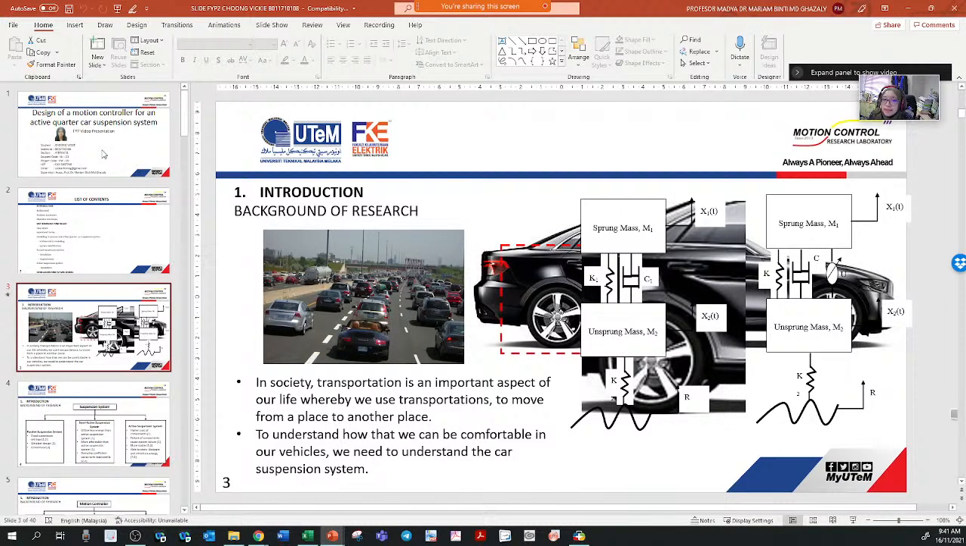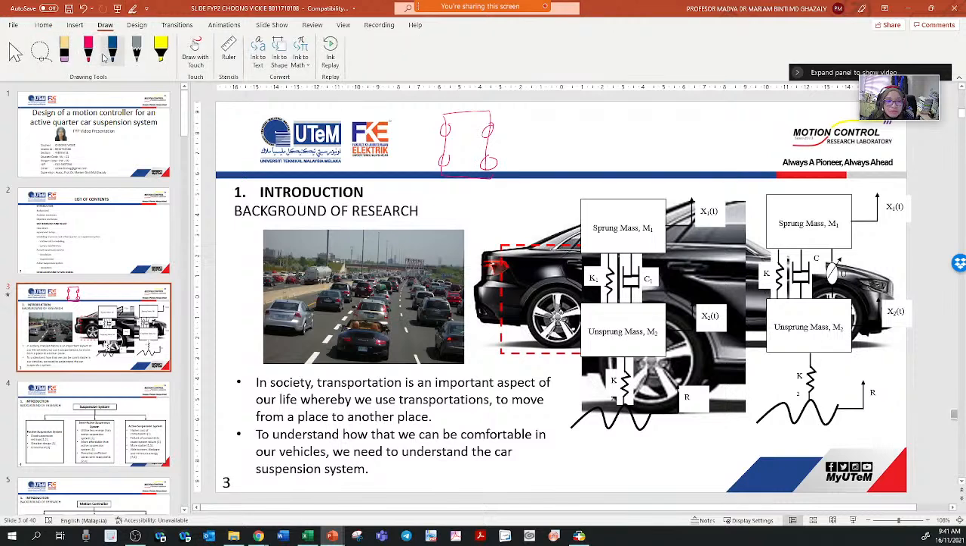Quarter car means that, okay, if you look at a car like this and you have the tire. Okay, the tire, this is top view. I'm just going to draw a very simple sketch. So quarter car means that you are taking this half part only, one part of the tire. So the student is doing modeling on that one part, the quarter car.